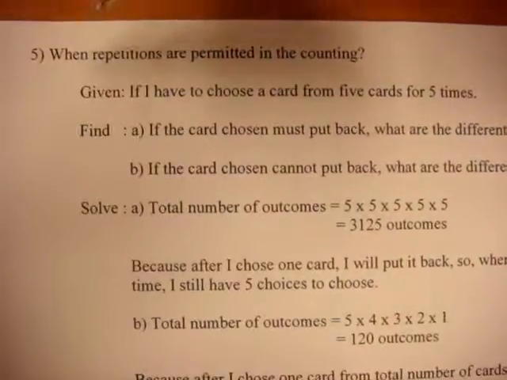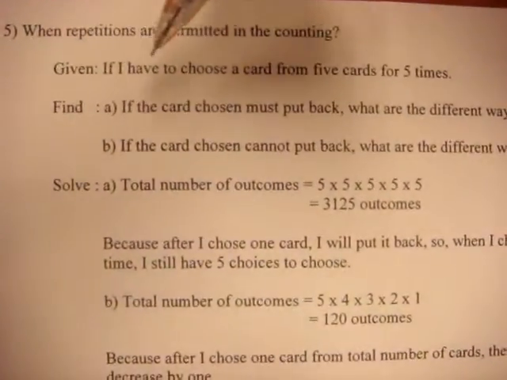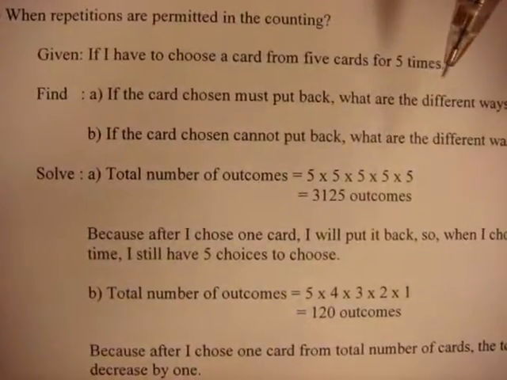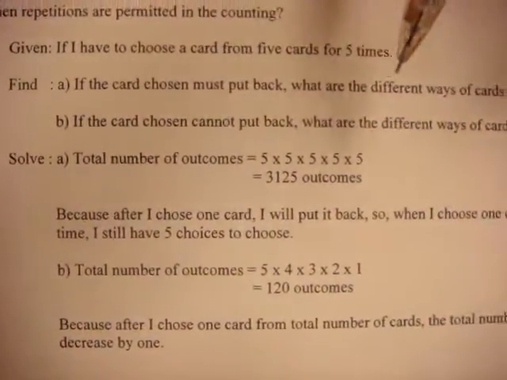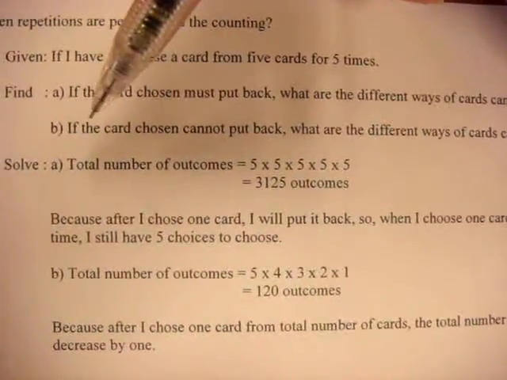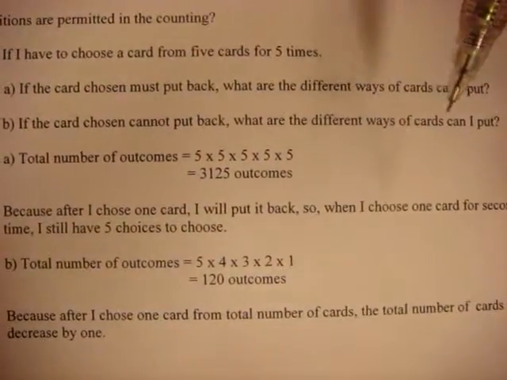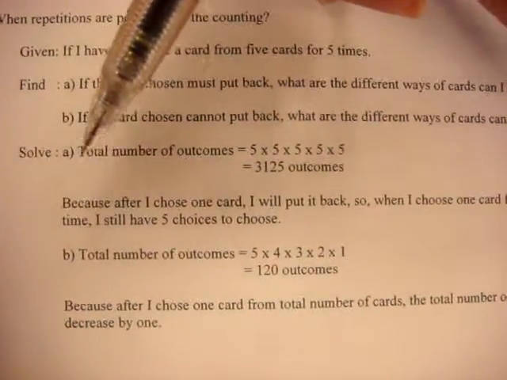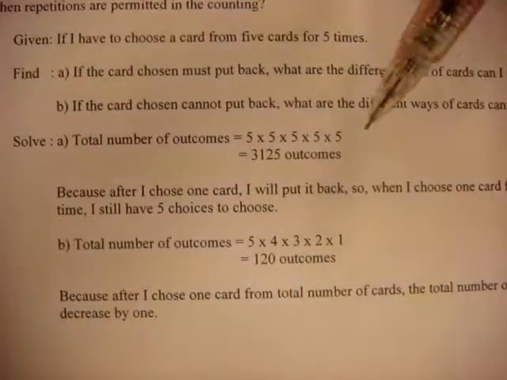Fifthly, when repetition is permitted in counting, what should we do? Given I have to choose a card from 5 cards for 5 times. First question: if the card chosen must be put back, what are the different ways the cards can be chosen? The second question is: if the card chosen cannot be put back, what are the different ways the cards can be chosen?